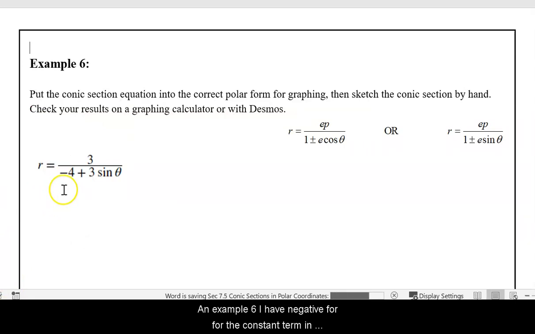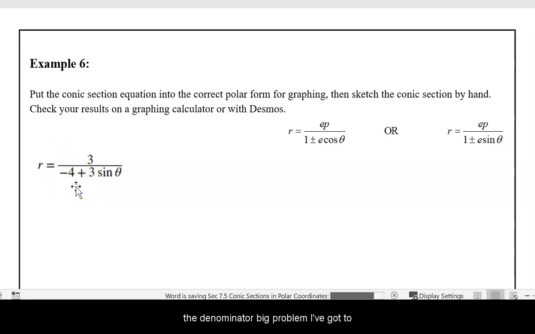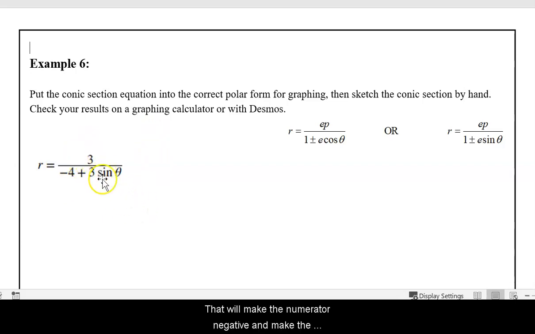In example 6, I have -4 for the constant term in the denominator. Big problem. I've got to multiply by 1 over -4 over 1 over -4. That will make the numerator negative and make the second term negative. This will become 3/4 for the absolute value of the trig function's coefficient, which means the eccentricity is less than 1. This must be an ellipse. But because this is negative and the numerator is negative and it's sine, I'm expecting the directrix line to in fact be above the pole.